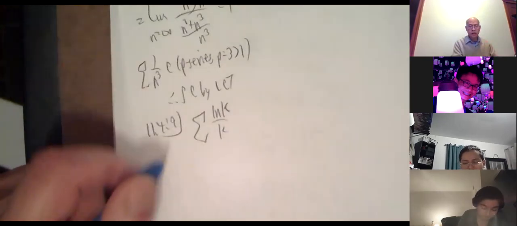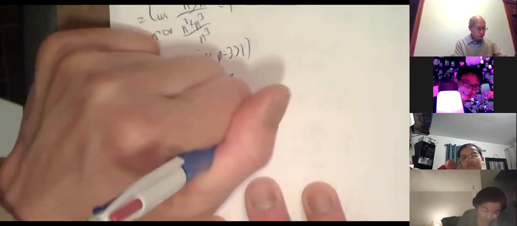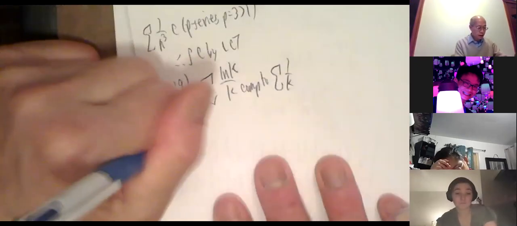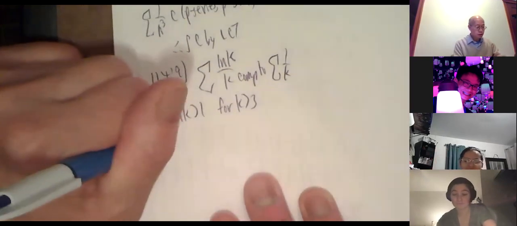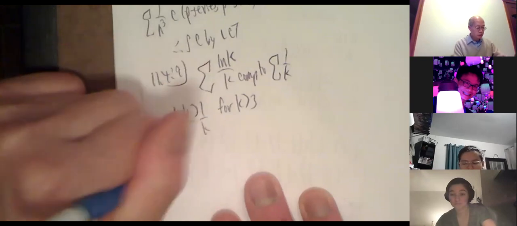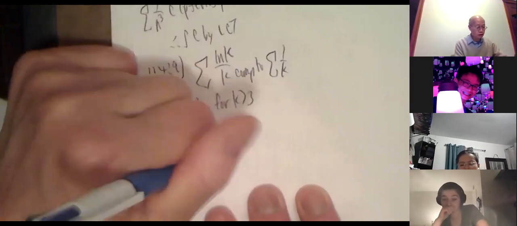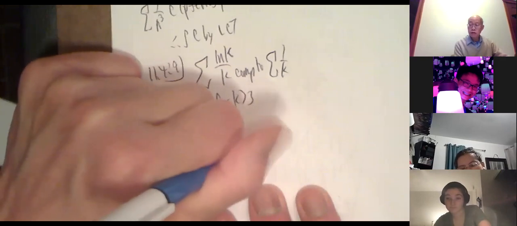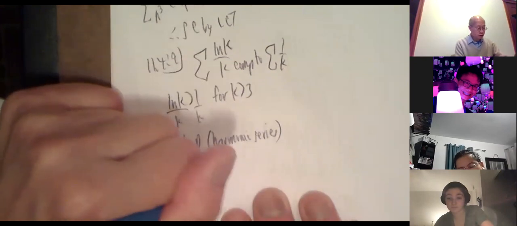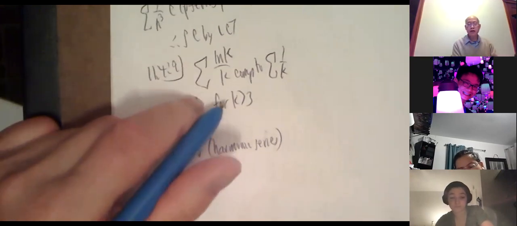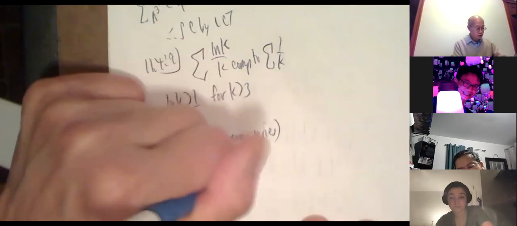Summation ln k over k. You could actually do the integral test, but I would compare to summation 1 over k, where ln k is greater than 1 for k greater than 3. We saw that. And then if I divide both sides by k, I have this. And summation 1 over k diverges because it's the harmonic series. Therefore, the original series also diverges. The smaller series diverges, so the bigger one also diverges by comparison test.